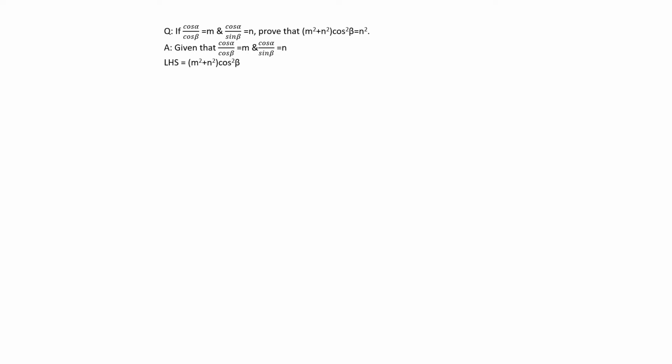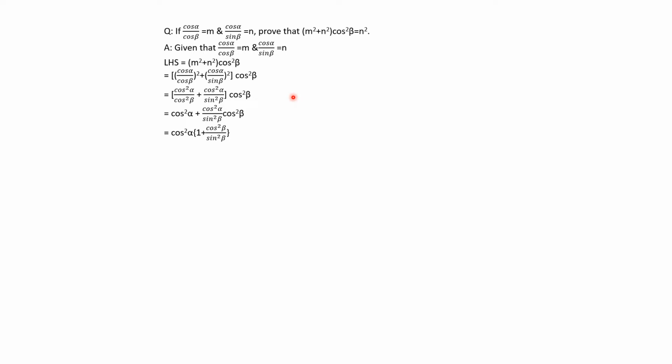(m square plus n square) whole into cos square beta. Putting the values of m and n in the respective places, we can write it as (cos alpha by cos beta) whole square plus (cos alpha by sin beta) whole square, whole into cos square beta, which is nothing but (cos square alpha by cos square beta plus cos square alpha by sin square beta) whole into cos square beta. Now if you multiply, cos square beta can be cancelled, and cos square alpha will remain as it is. So on multiplying, we are getting cos square alpha plus cos square alpha cos square beta divided by sin square beta. We can take cos square alpha common.